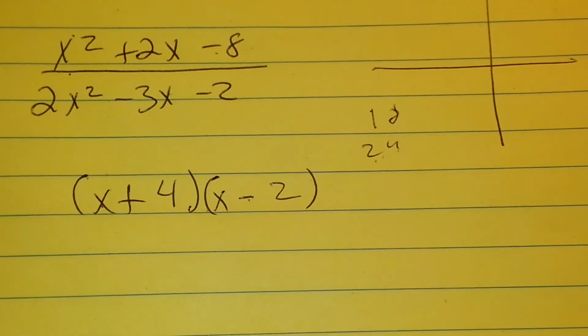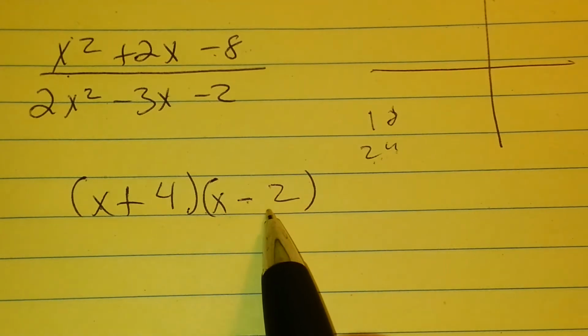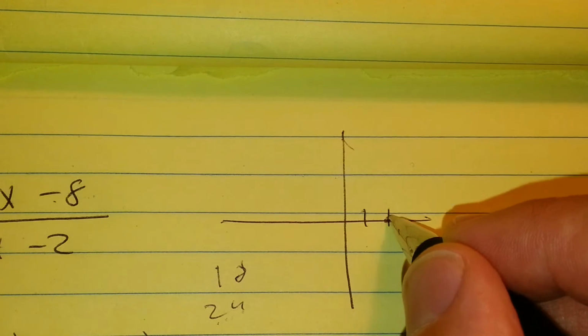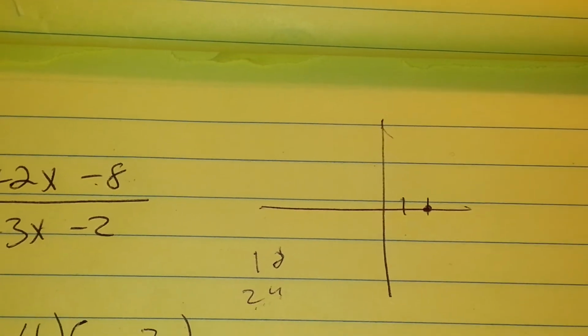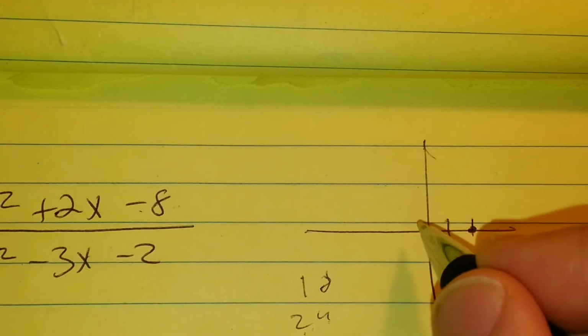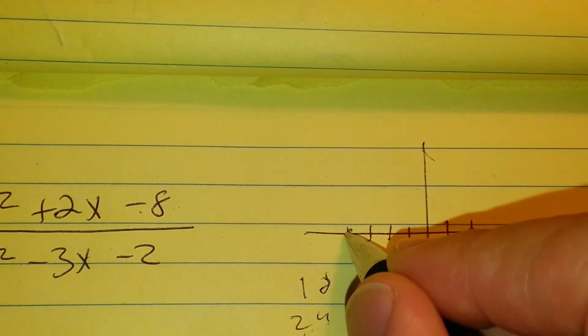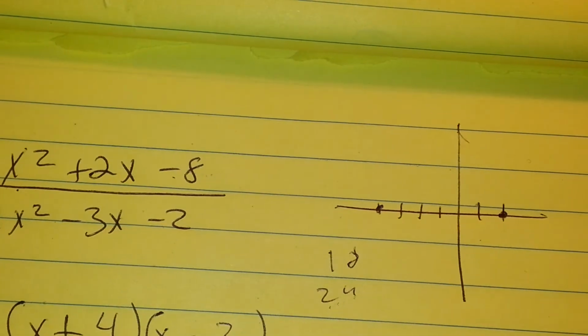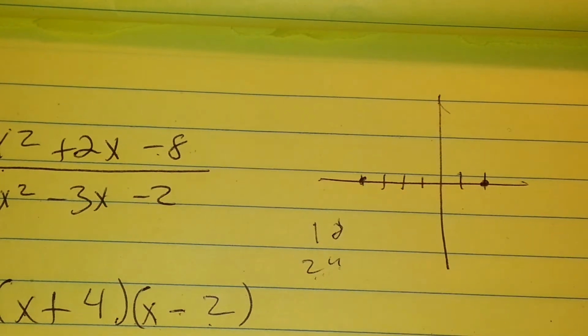So my zeros are going to be, what makes x minus 2 zero? 2. So right here would be a 0. And negative 4 plus 4 is 0, so I'd have another 0 at negative 4. Those values would get me 0.